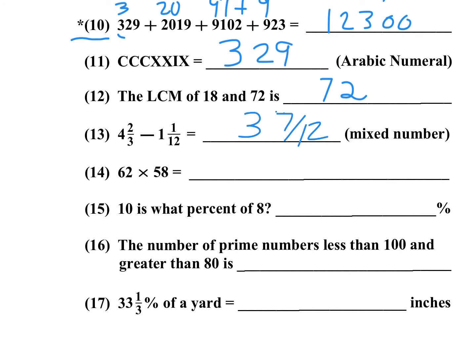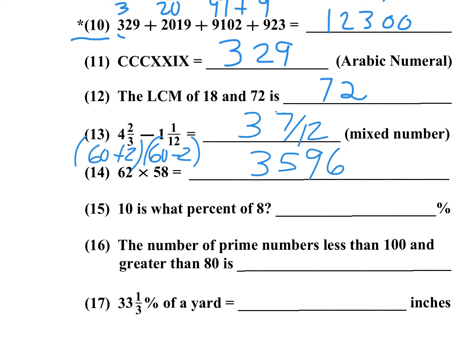Number 14, 62 times 58. Think of a middle number as 60. So what you really have here is 60 plus 2 times 60 minus 2. So what I'm going to do is 3600 minus 4. So 3600 minus 4, I'm going to write 3500, and then 100 minus 4 is 96. So 3596. And that's number sense.